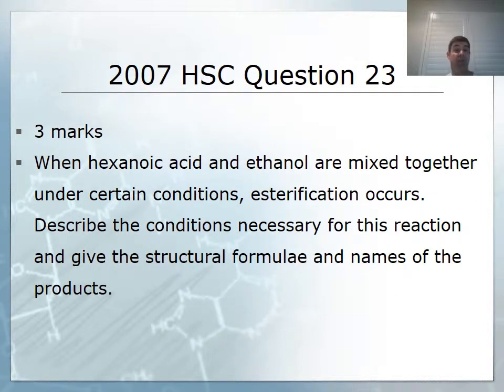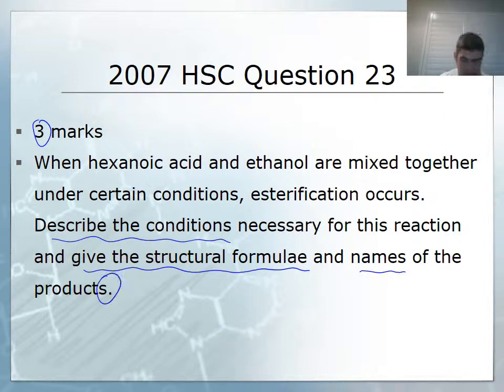So here's a question from a few years back, 2007, question 23. This was a 3-mark question. When hexanoic acid and ethanol are mixed together under certain conditions, esterification occurs. Describe the conditions necessary for this reaction and give the structural formula and names of the products. Two products. Okay, the structural formula and the names of the products. We know one of these products is water. Okay, that's a pretty easy structural formula. But what's the other product?